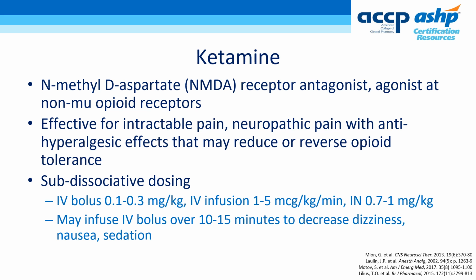When using ketamine for pain, a sub-dissociative dose of 0.1 to 0.3 milligrams per kilogram intravenous as a single dose, or 1 to 5 micrograms per kilogram per hour as a continuous infusion, or 0.7 to 1 milligram per kilogram intranasally should be employed. Ketamine is highly water-soluble with high lipophilicity and should be dosed based on ideal body weight.